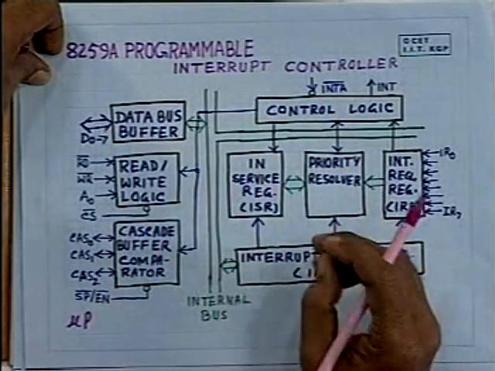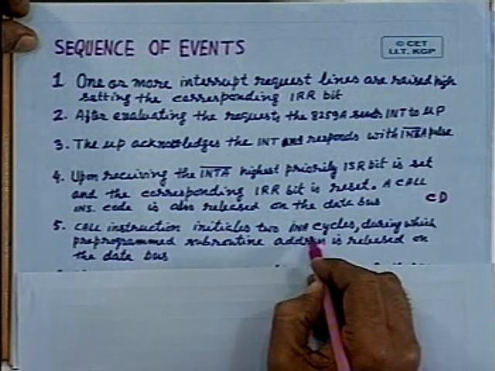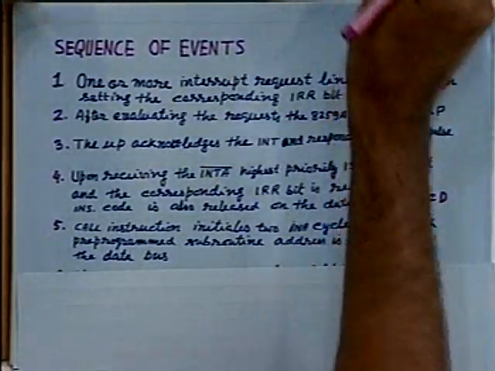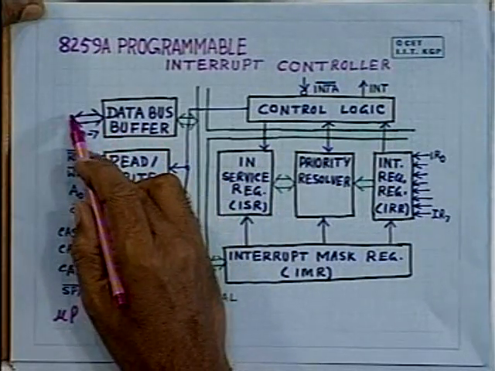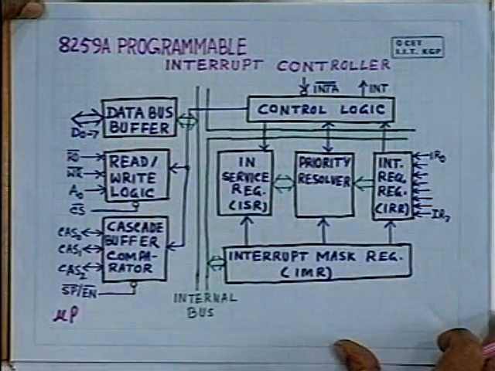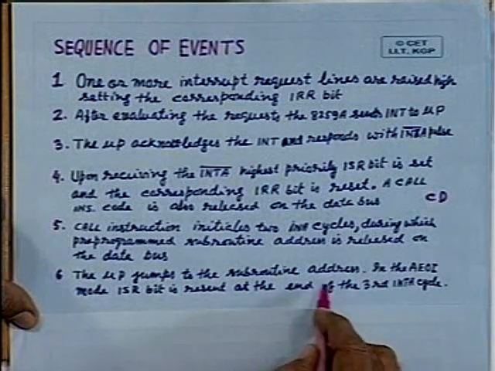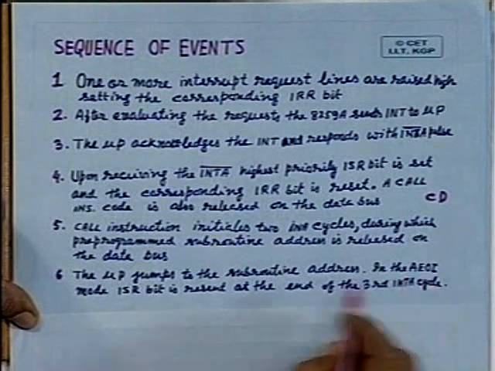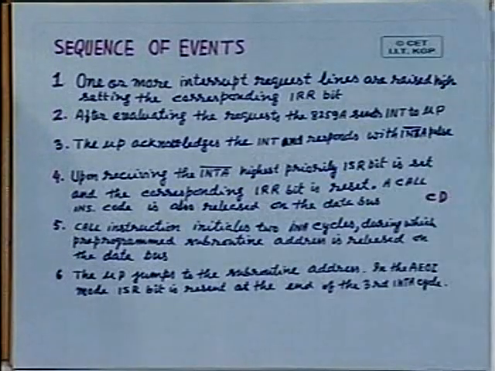Normally, as you know, this call instruction comes from the memory. But in this case, the interrupt controller is generating that CD instruction. And whenever the CD instruction comes, as you know, it will be followed by two INTA cycles, and the lower order byte followed by the higher order byte address will also be generated by this interrupt controller. So the interrupt controller will not only generate a call instruction CD on the data bus, it will also generate two more addresses, the lower order byte and higher order byte, on this data bus, which is essentially the vector address for the corresponding interrupting source. And obviously the microprocessor jumps to the subroutine address, and in automatic end of interrupt mode, the ISR bit is reset at the end of the third INTA cycle. Otherwise, you have to do it by programming. So this is how it works.